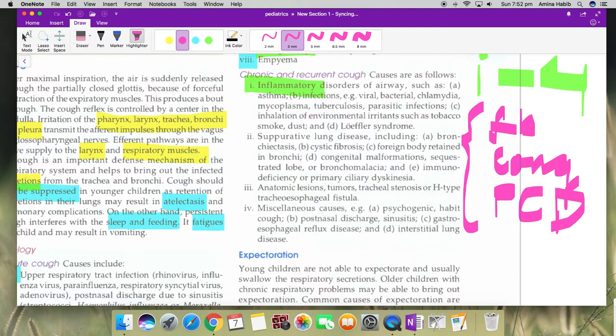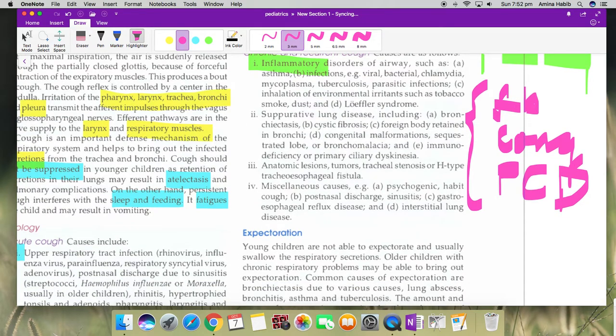Apart from that, it is also given here, that is anatomy. So there can be some anatomical problems, for example tumor, tracheal stenosis, and tracheoesophageal fistula. So 3 T's: tumor, tracheal stenosis, and tracheoesophageal fistula. Anatomy deals with these 3 T's.